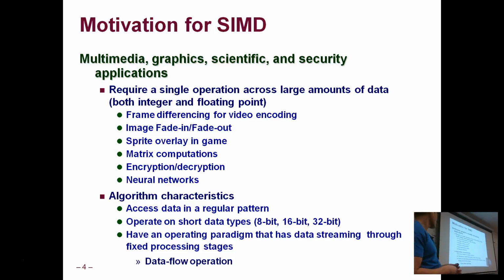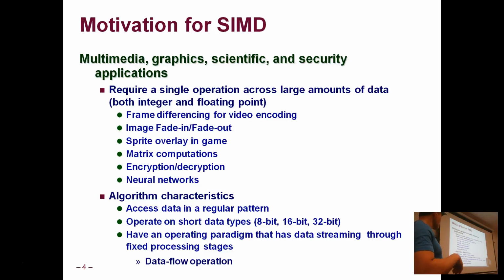Image fade in and fade out for video effects. Overlays in games. Matrix computations for scientific computing, for example. In security, encryption and decryption in bulk. Google now does encryption by default, SSL or TLS by default, so it's delivering a lot. YouTube over SSL/TLS requires a highly parallel encryption and decryption mechanism. If you're doing deep learning, the neural networks underneath are basically single operation, multiple data. You would want them all to be vectorized. You don't want serial operation on these things.